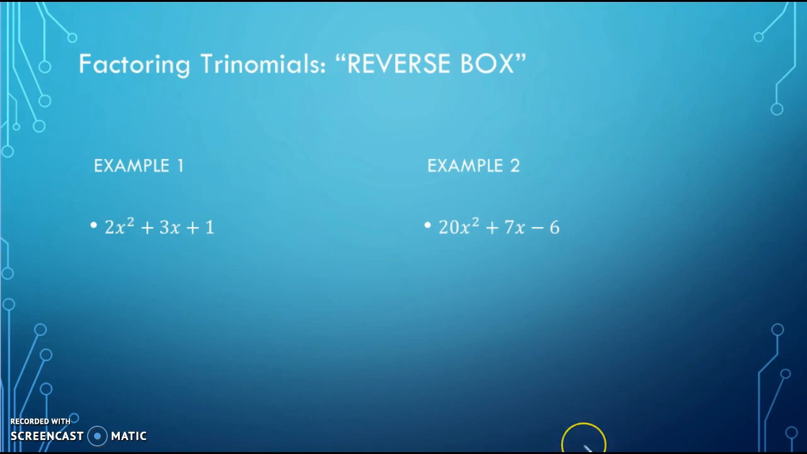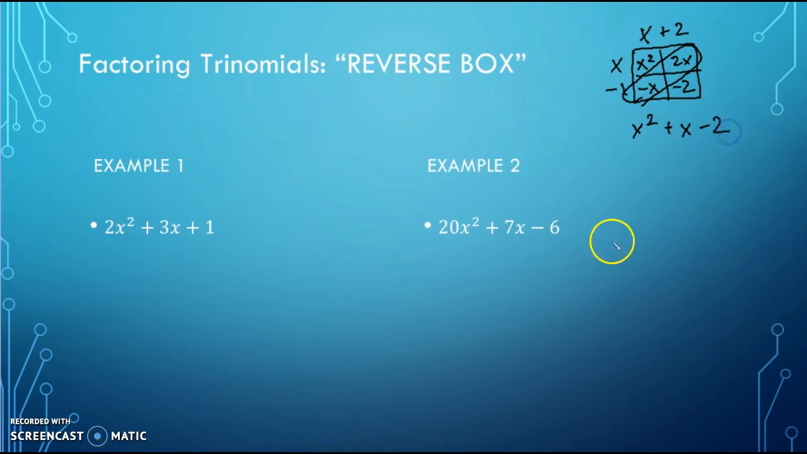Now, reverse box goes along with the box method of multiplying. So if you remember, if I wanted to multiply x plus 2 times x minus 1, you make your box, and then you multiply x times x, x times 2, x times negative 1, and then 2 times negative 1. Your like terms, if you have any, are going to be diagonal. So then we get positive x and negative 2. All right, so now we're just going to do that same thing but backwards.